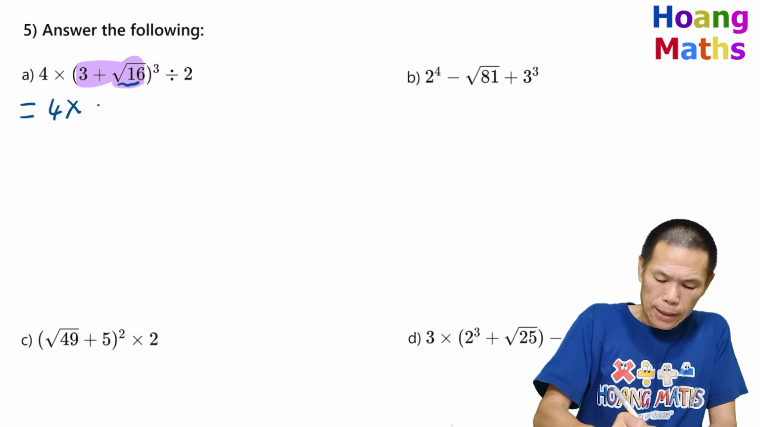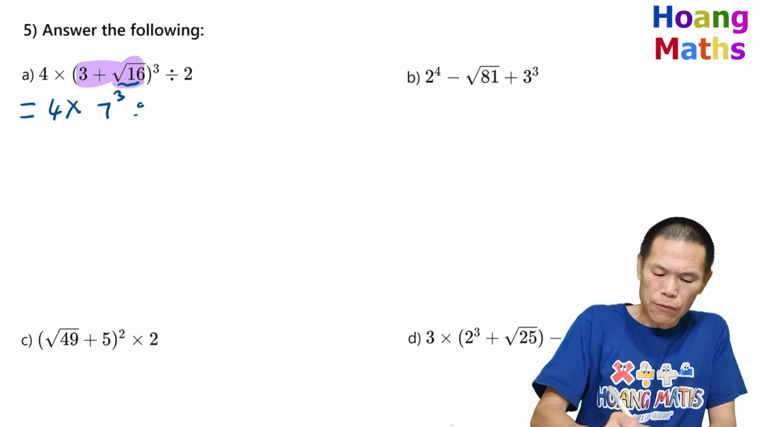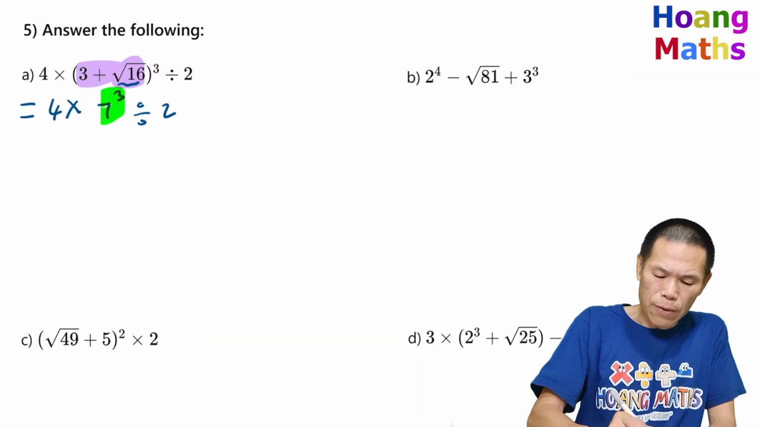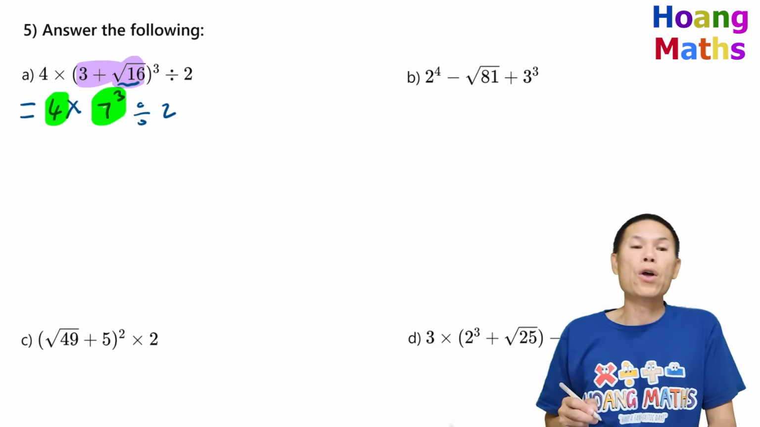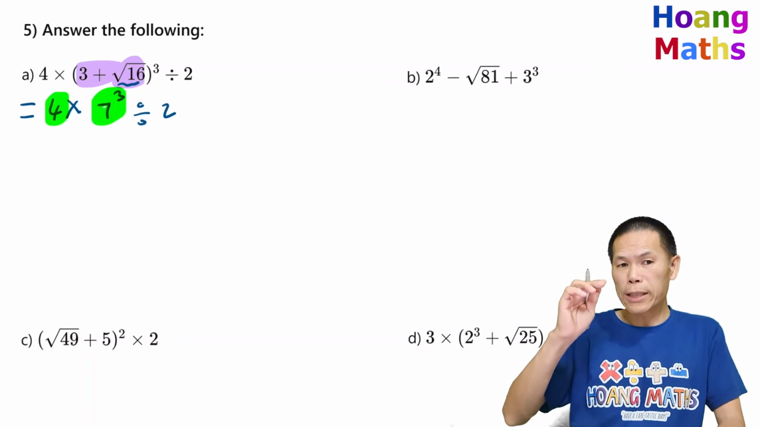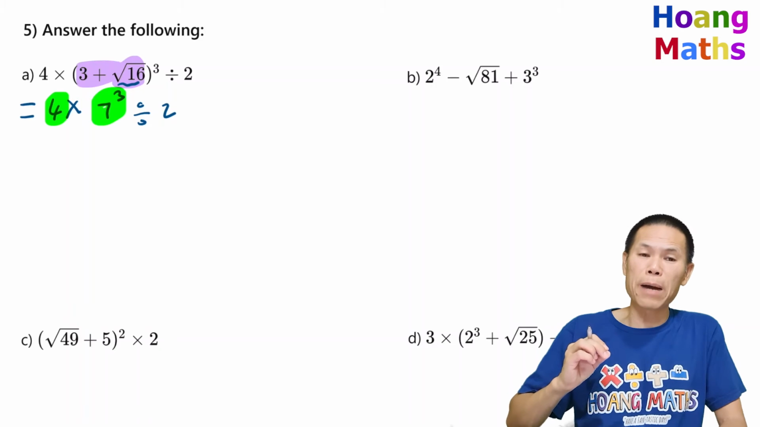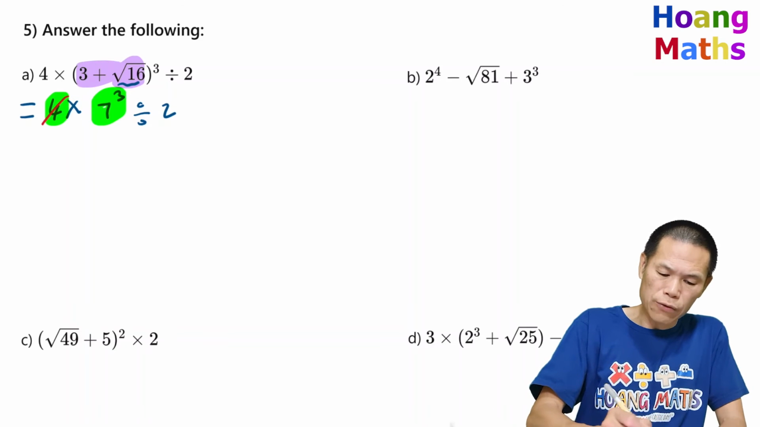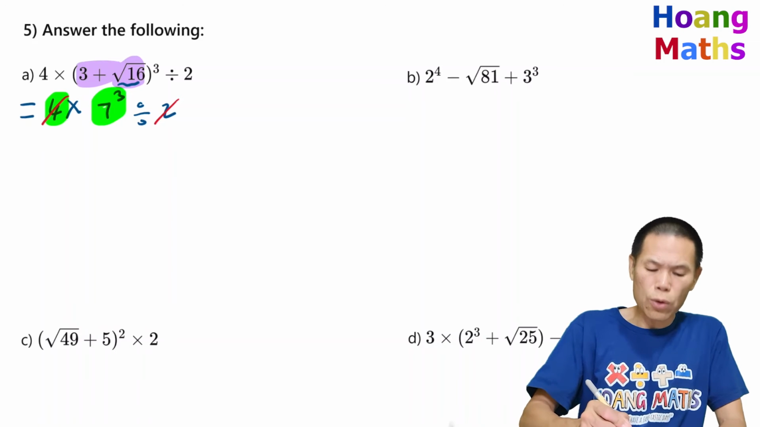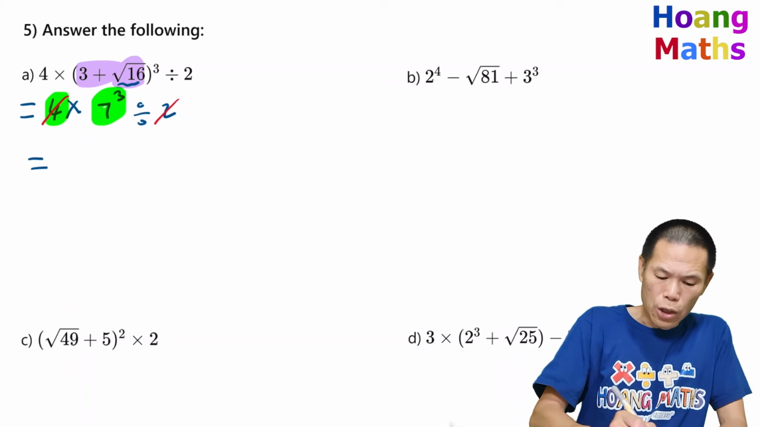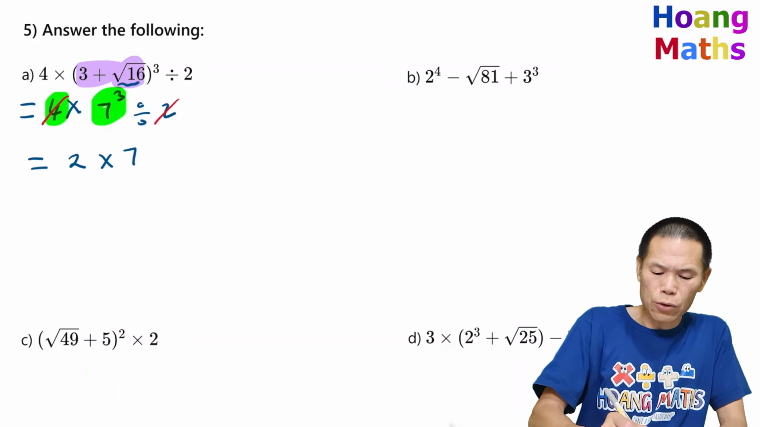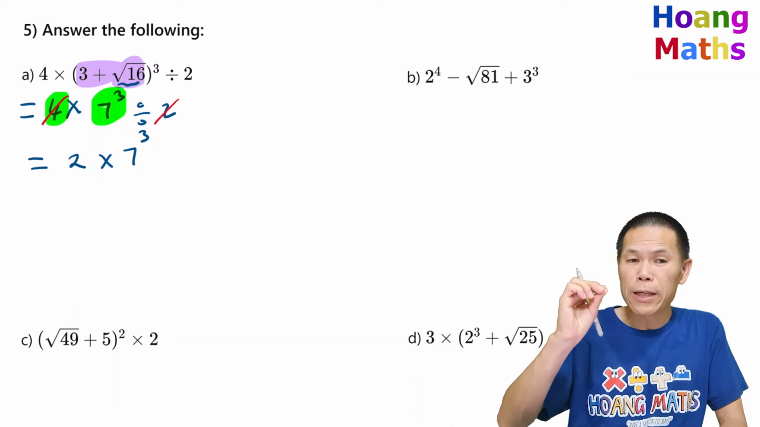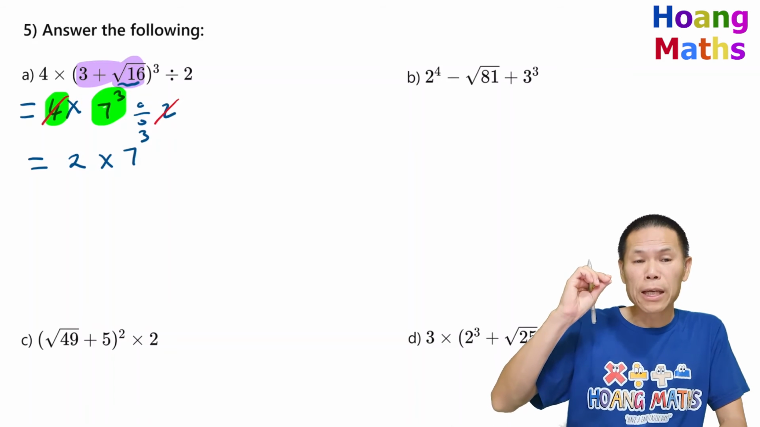So that is 7 to the power of 3, and we divide by 2. You can work out 7 to the power of 3, times 4, and then divide by 2. Otherwise, you can just go 4 divided by 2 first. Let's do that, it's just quicker. So this divided by 2 is equal to 2. So that is 2 times 7 to the power of 3.